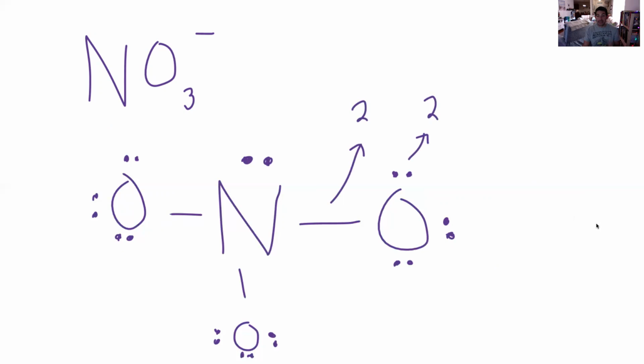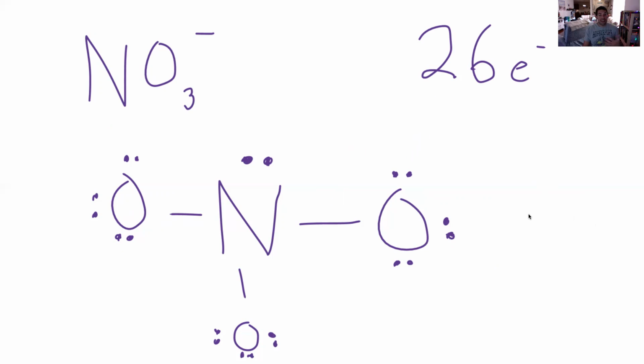We're going to recount. Bonds represent 2 electrons. Lone pairs represent 2 electrons. We should be good at this skill of counting electrons. We're going to see we have 26 valence electrons. We're only supposed to have 24. So we're going to have to do that lone pair trick. We're going to identify 2 adjacent lone pairs.